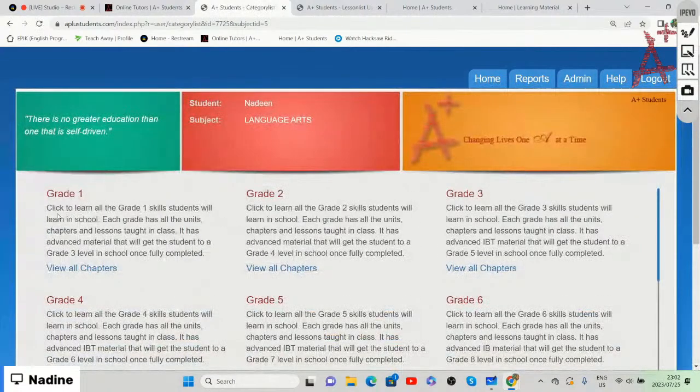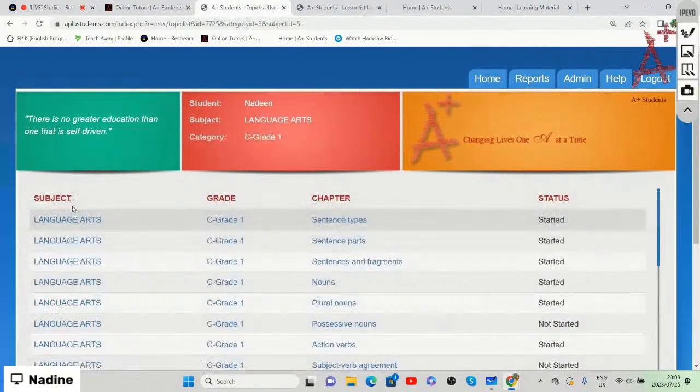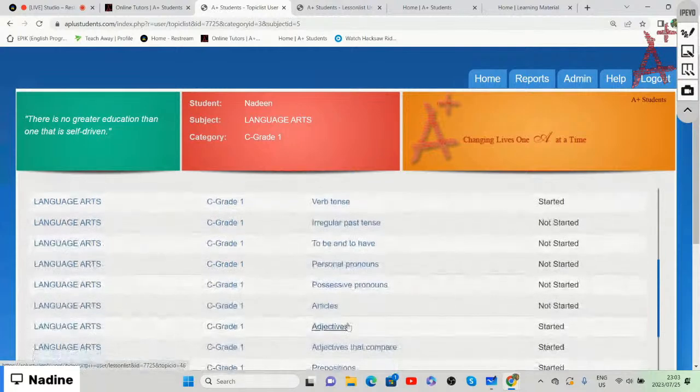and then grade 1. So we are doing adjectives that compare, which means that we are going to scroll down to the chapter of adjectives that compare. In our previous lesson, we did adjectives as well as prepositions. So in today's lesson, the chapter that we will be focusing on is adjectives that compare.